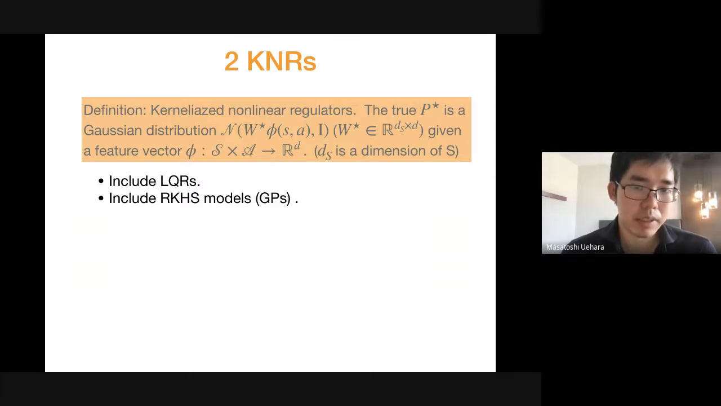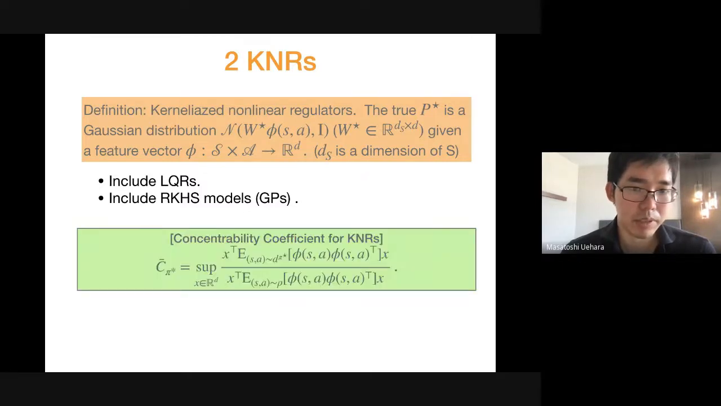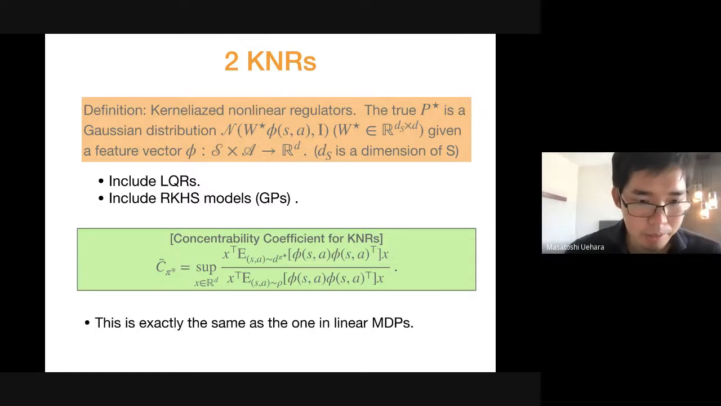And this model is very general because it includes LQRs and also Gaussian processes. So in other words, if the mean belongs to an RKHS, that's what I mean by RKHS models. And for KNRs, let's introduce the concentrability coefficient. You can see that this is exactly the same as the one in linear MDPs. So it's again the relative condition number for two matrices.